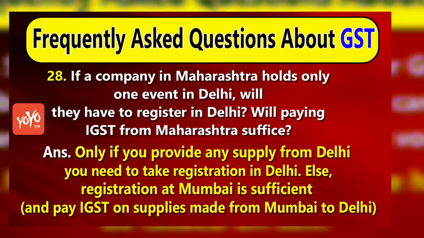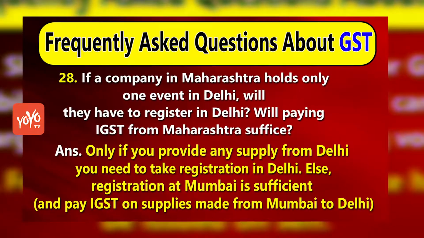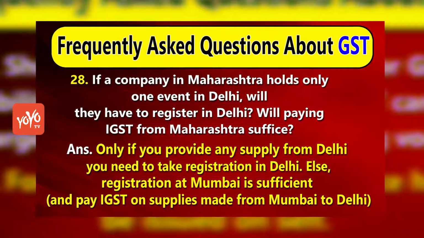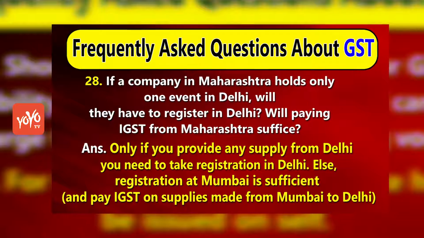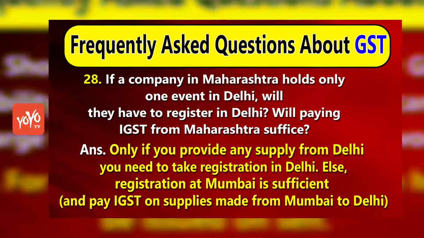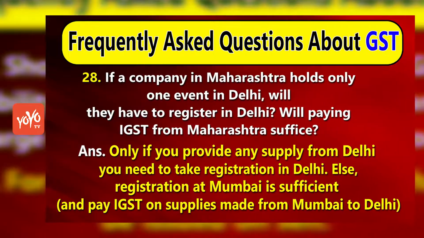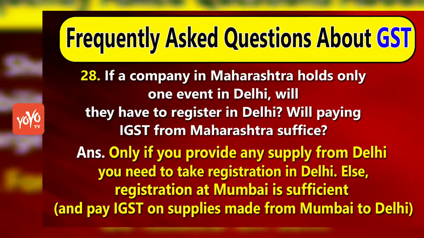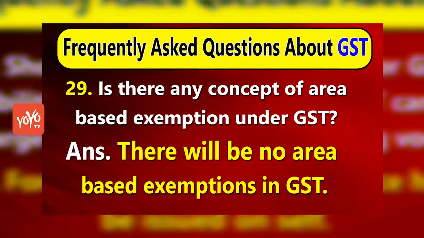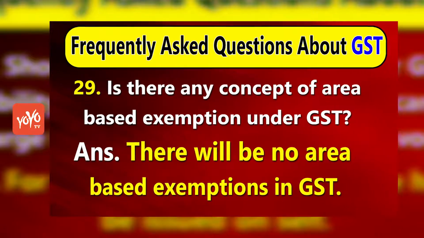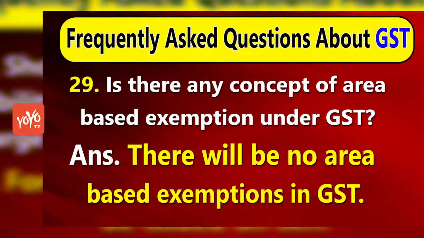Question. If a company in Maharashtra holds only one event in Delhi, will they have to register in Delhi? Will paying IGST from Maharashtra suffice? Answer. Only if you provide any supply from Delhi, you need to take registration in Delhi. Else, registration at Mumbai is sufficient. Question. Is there any concept of area-based exemption under GST? Answer. There will be no area-based exemptions in GST.